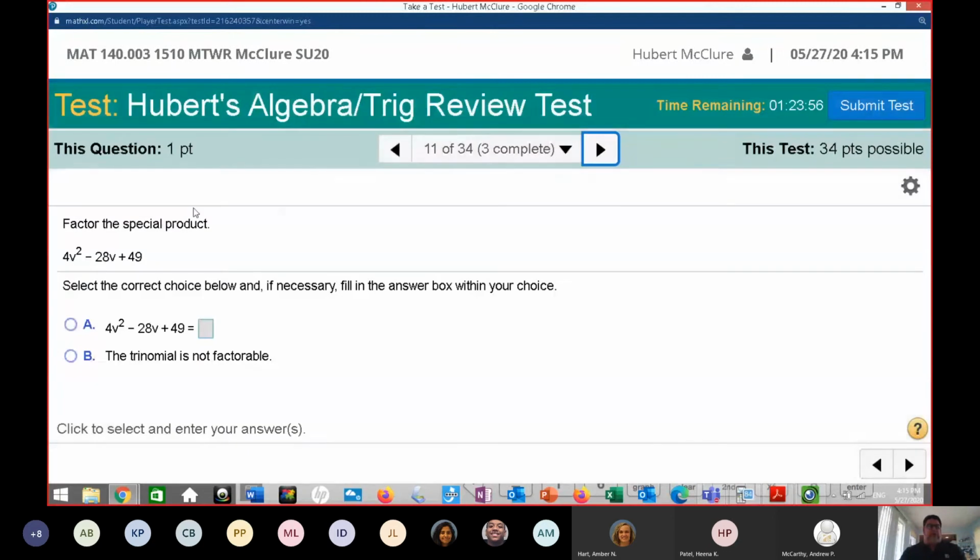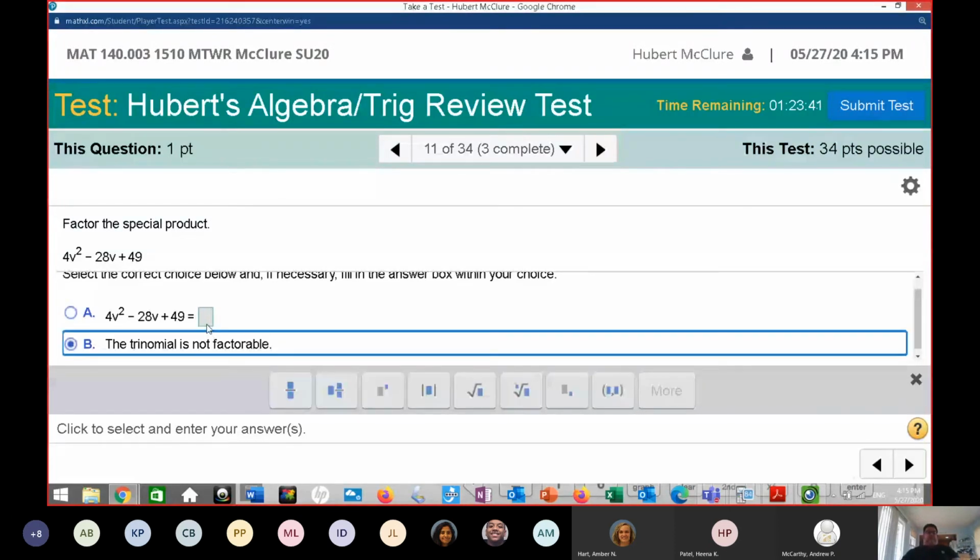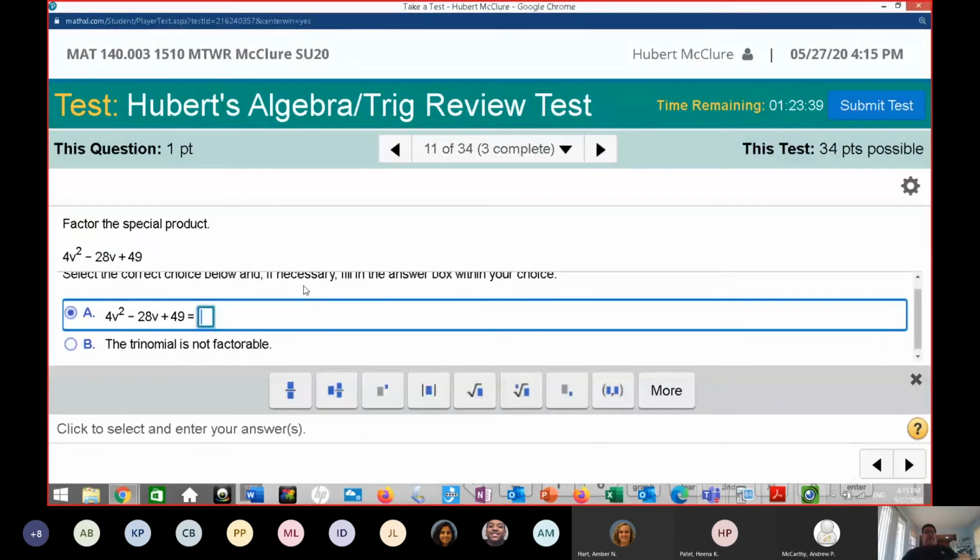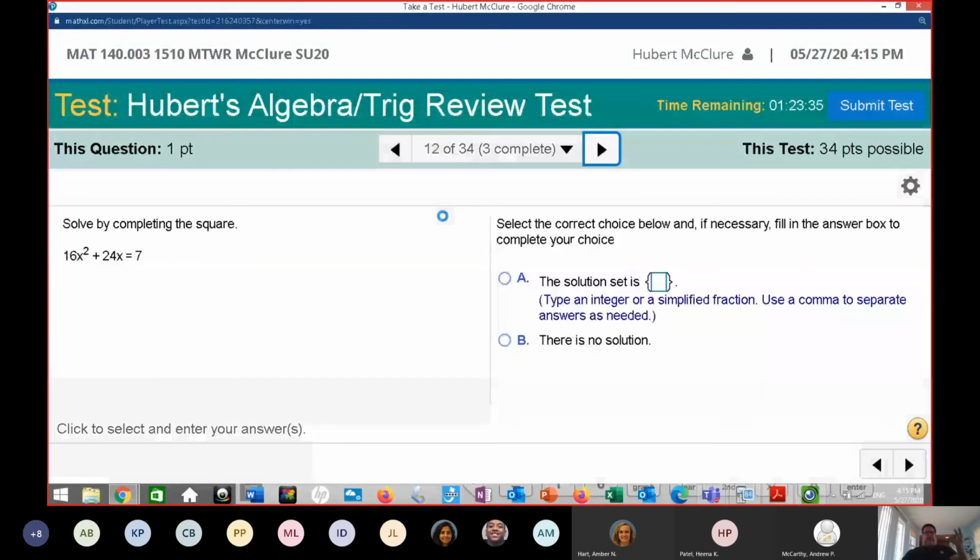Factor the special product. Shortcut number 2. Got a minus there. 2v minus 7 quantity squared. That's what that is. 2v minus 7 quantity squared. Solve by completing the square. And I told you I was going to put a lot of completing the square, a lot of shortcuts, and a lot of rationalizing the denominator.